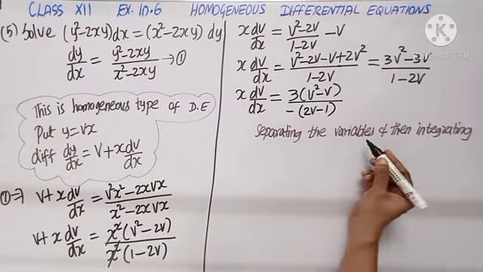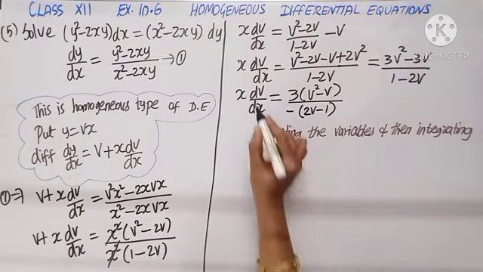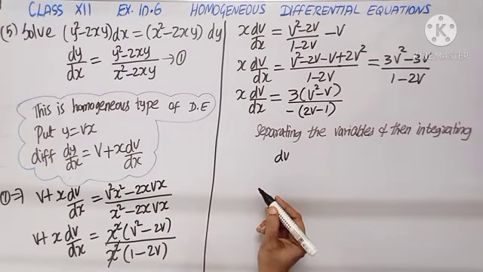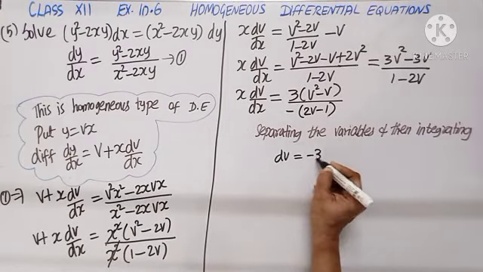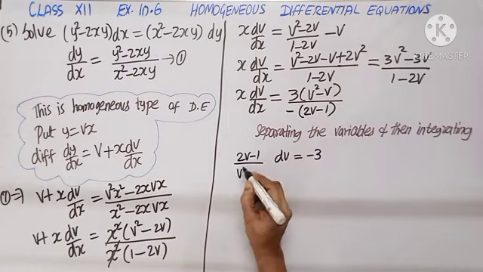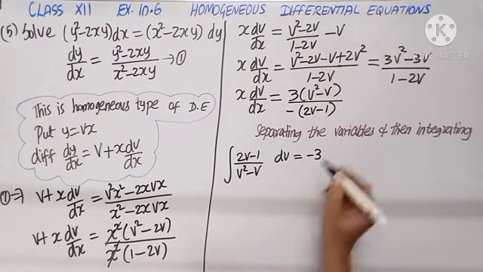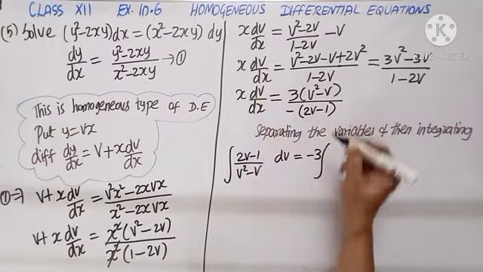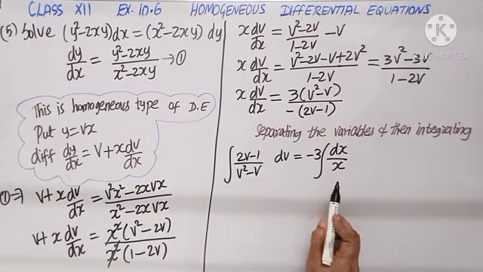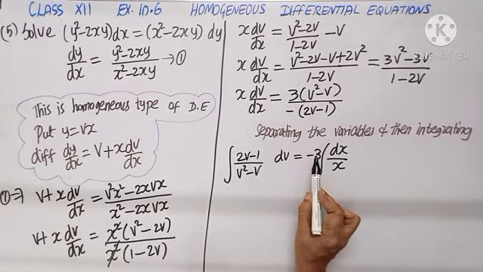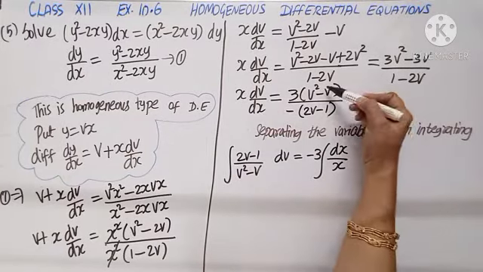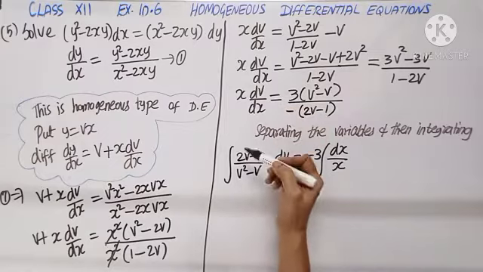Now separating the variables and then integrating. I have dv, so all the v terms must go to the left. Keep this minus 3 in the RHS itself. 2v minus 1 divided by v square minus v. RHS x by dx goes as dx by x. Check whether every term we have rewritten properly. Minus 3 I retain in the right. X by dx will go as dx by x. These terms will go here as reciprocal.